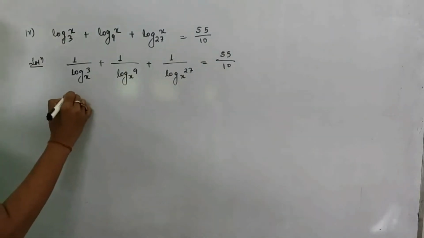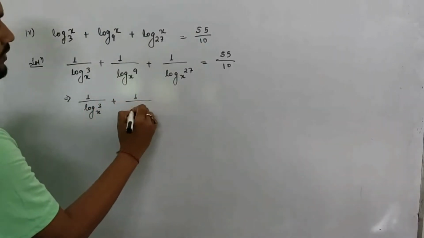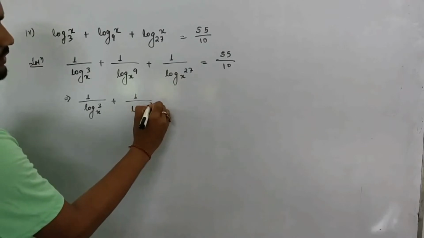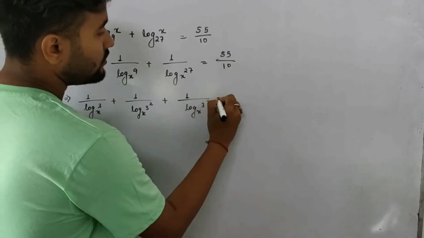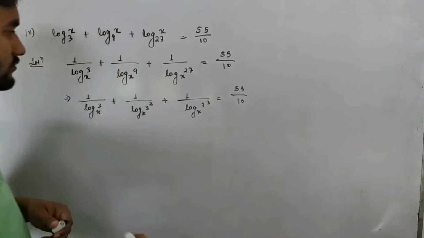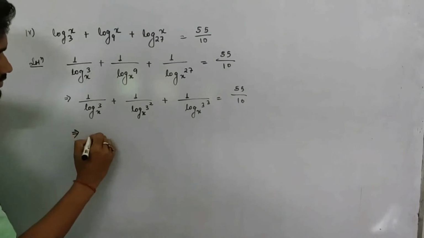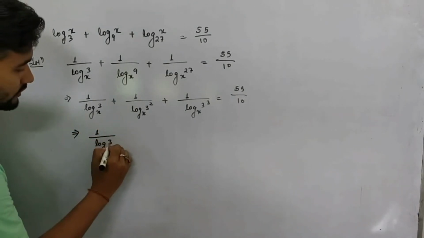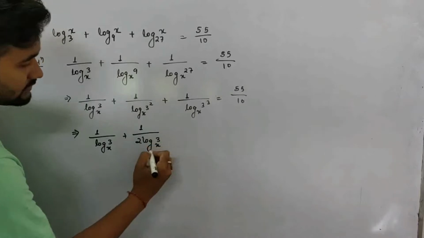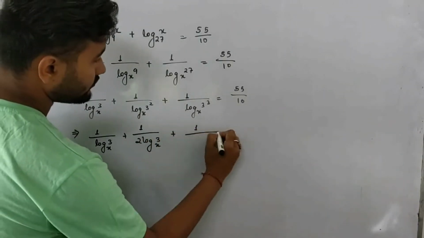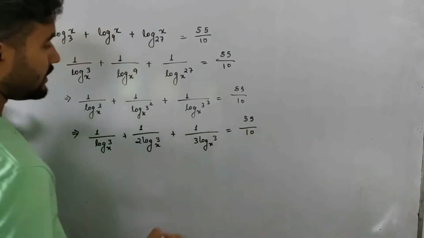Okay. So now you see, which implies 1 by log 3 base x plus 1 by, now you write 9 in terms of 3, that is what? 3 square. Write 27 in terms of 3, that is what? 3 cube is equal to 55 by 10. Done. Now, which implies this is 1 by log 3 base x plus 1 by 2 log 3 base x. 3 will come front, isn't it? So 55 by 10.